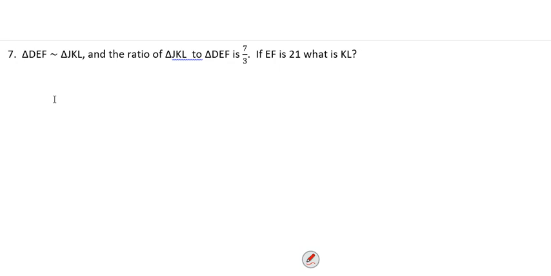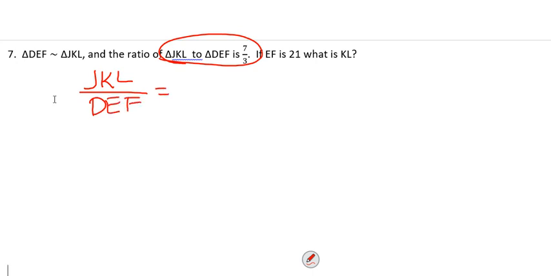Number 7 says triangle DEF is similar to triangle JKL, and the ratio of JKL to DEF is 7 over 3. So once again, I'm going to say DEF. Actually, you know what? Check this right here. Notice that. So it says that the ratio of JKL to DEF. So we're going to put JKL on top, JKL over DEF, right? So that's going to equal 7 over 3, right?